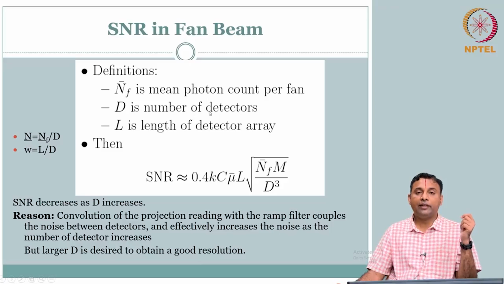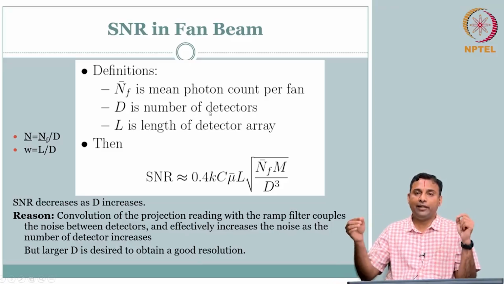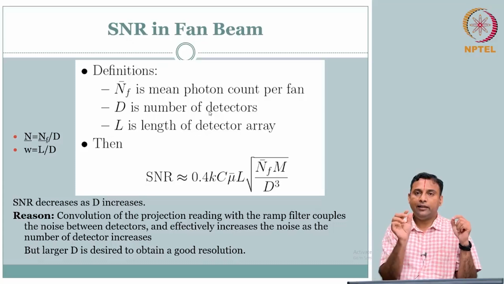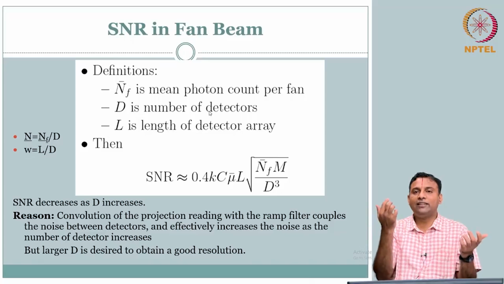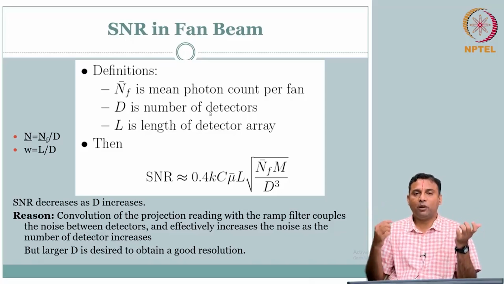D is the number of detectors. So if I have a large number of detectors, then each one will be small. That means my resolution is good. So it's always a trade-off. That's the problem in most of the modalities.